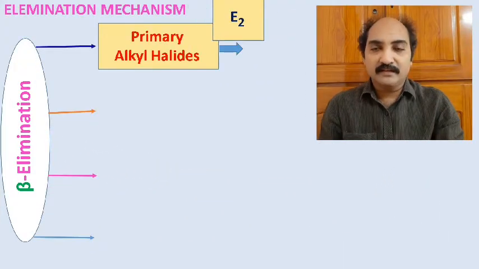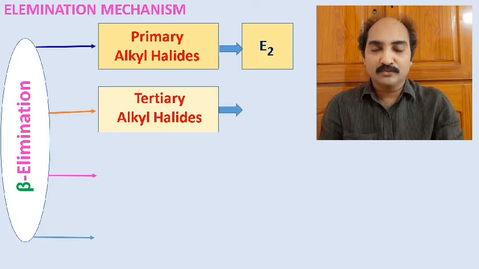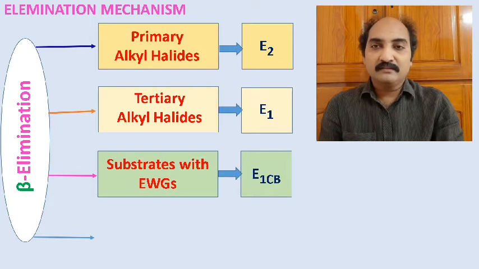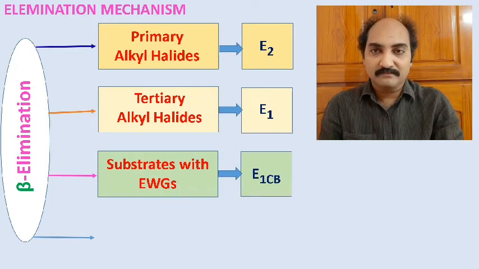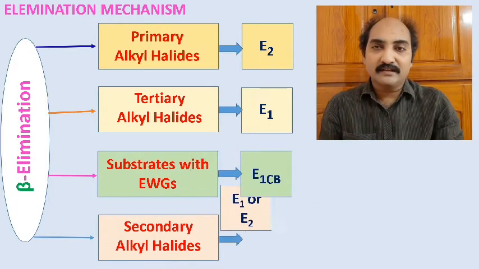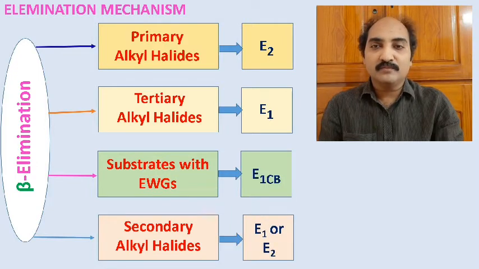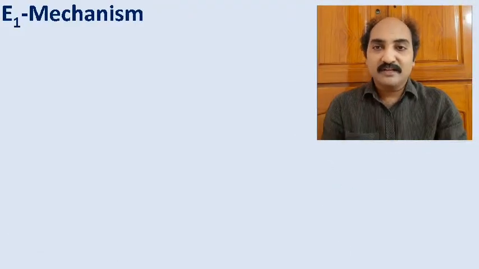Mostly, primary alkyl halides involve elimination via E2 mechanism, whereas tertiary alkyl halides involve elimination via E1 mechanism, and the substrates which are containing electron withdrawing groups prefer elimination via E1CB mechanism. And secondary alkyl halides may undergo elimination via E1 or E2 depending upon the substrate and also depending upon the reagent that is being used. So let us focus on the E1 reaction mechanism now.